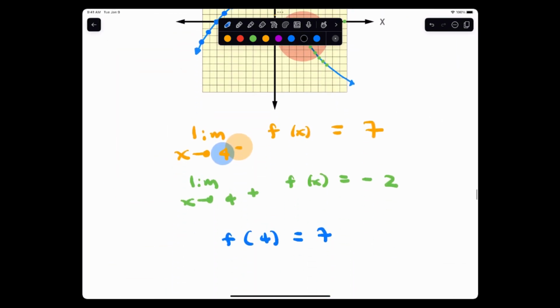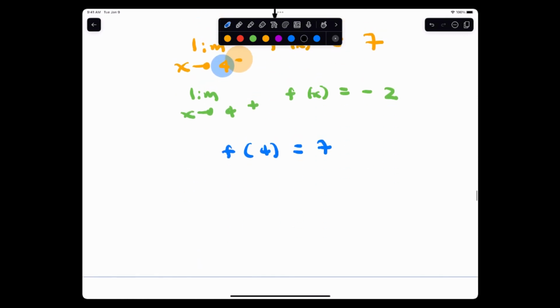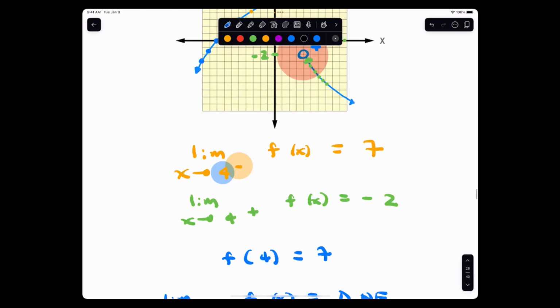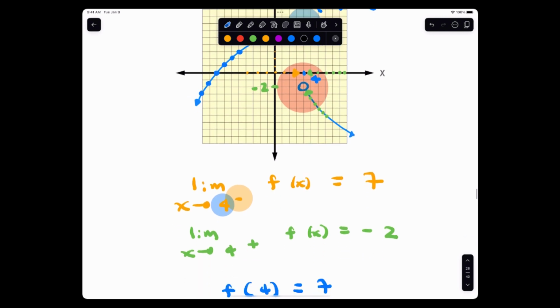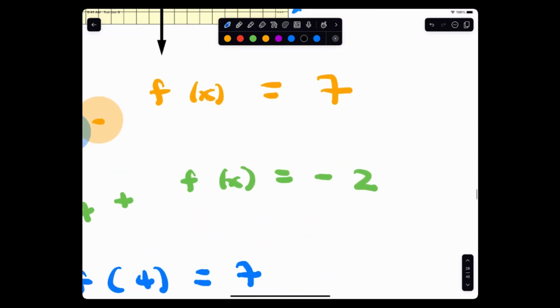Okay, so you have some extremely important information. You know what you also know, though, by the way, at 4? What's the limit as x goes to 4 in general of this function? Why do you know it does not exist? Because they're not the same values. You guys see that there? 7 and -2 are not the same.